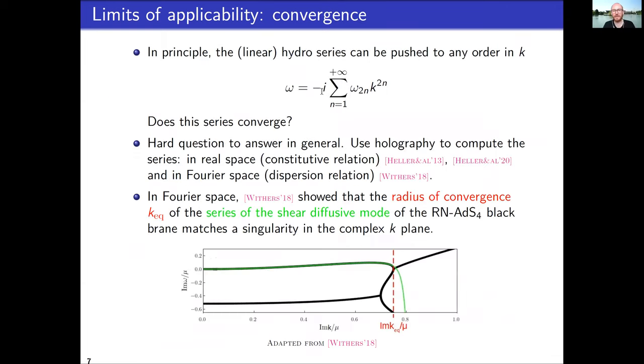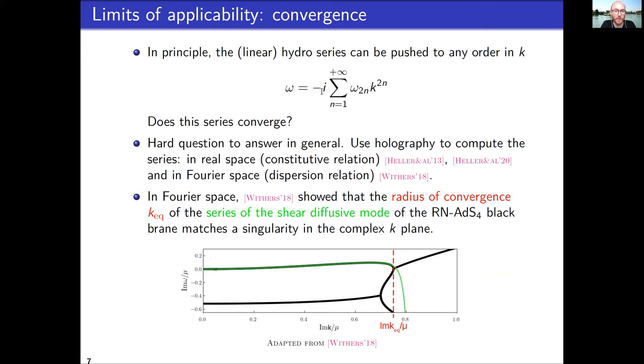All right, there's another limit on the applicability of diffusion, which relates directly to the first question Balt asked, which is that, again, this is a series expansion in gradients. So in Fourier space, we expect the dispersion relation to be a series in even powers of k, order k squared, then k to the fourth, k to the sixth, and so on. And there's nothing that prevents us from computing all of these higher order terms. And the natural question is, does the series converge?